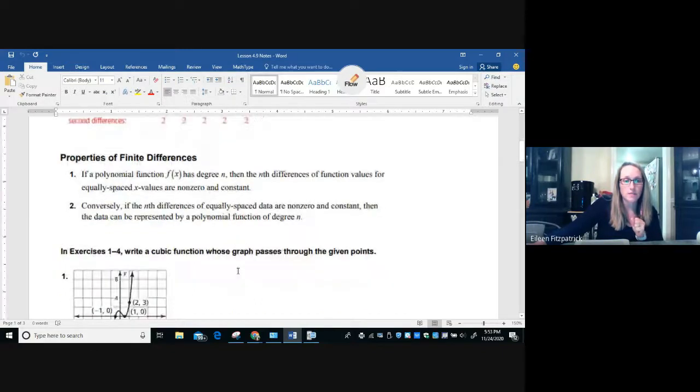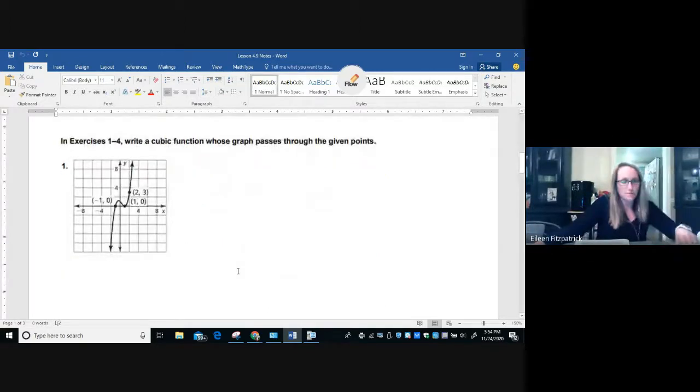Properties of finite differences. If a polynomial function f of x has degree n, then the nth difference of function values for equally spaced x values are non-zero and constant. That just means if it's a third degree polynomial, then the third difference would be constant because it's cubic. If it's a fourth degree polynomial, you'd have to do the differences 4 times till you get the constant. So we're jumping right into the problems, where we're asked to write a cubic function whose graph passes through the given points.